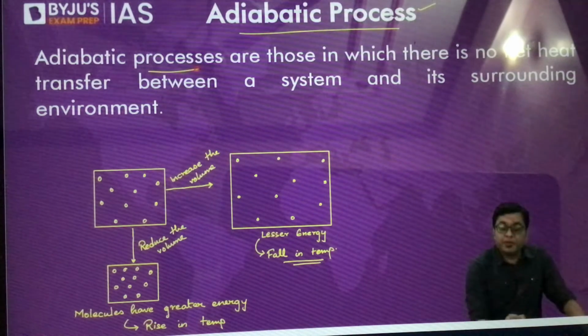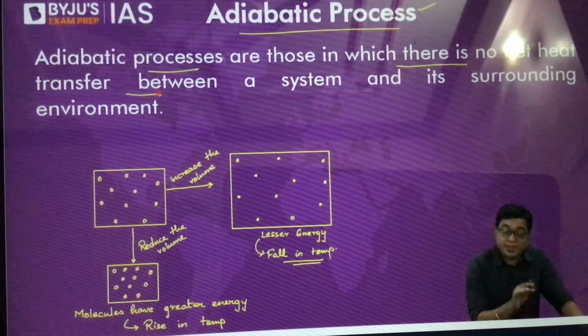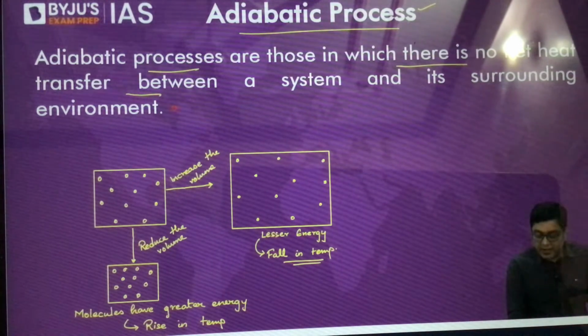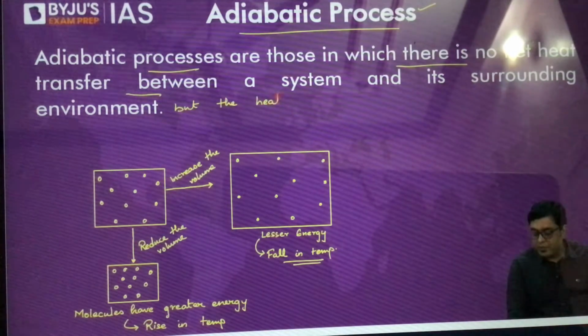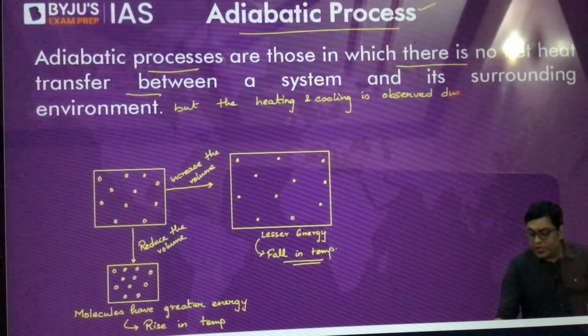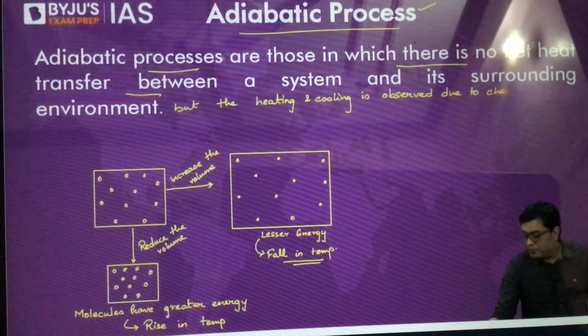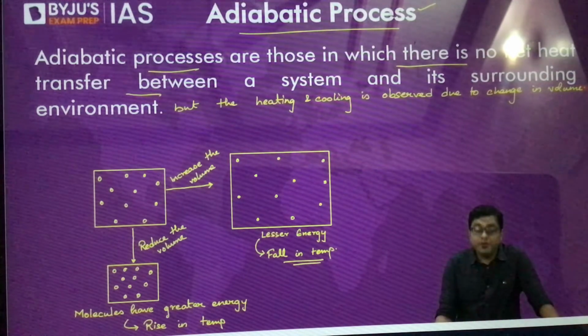So adiabatic processes are those in which there is no net heat transfer between a system and its environment, but heating and cooling is observed. Why? Due to change in volume.